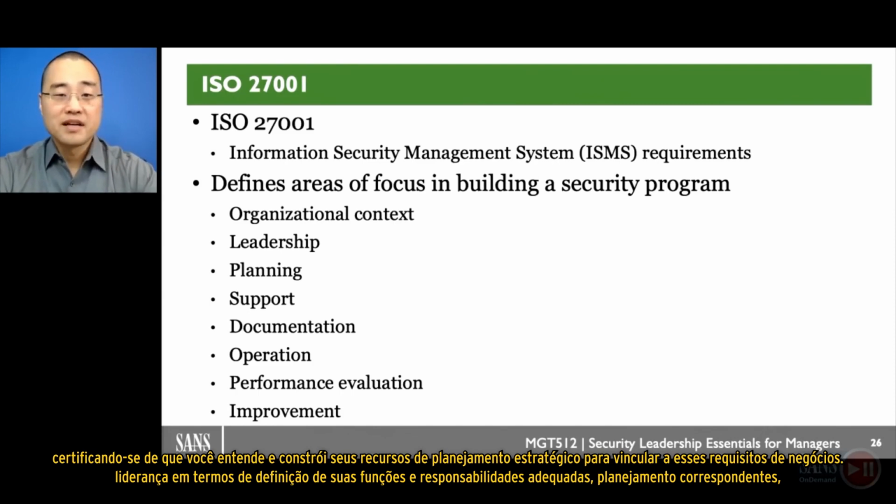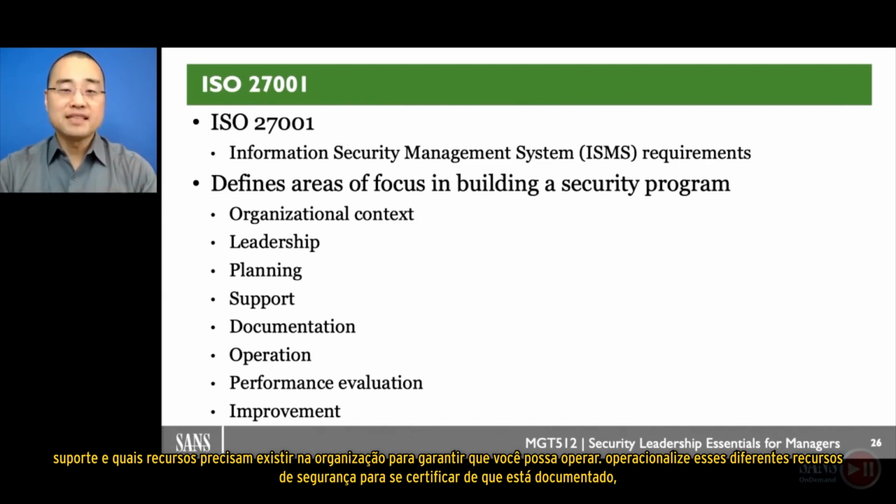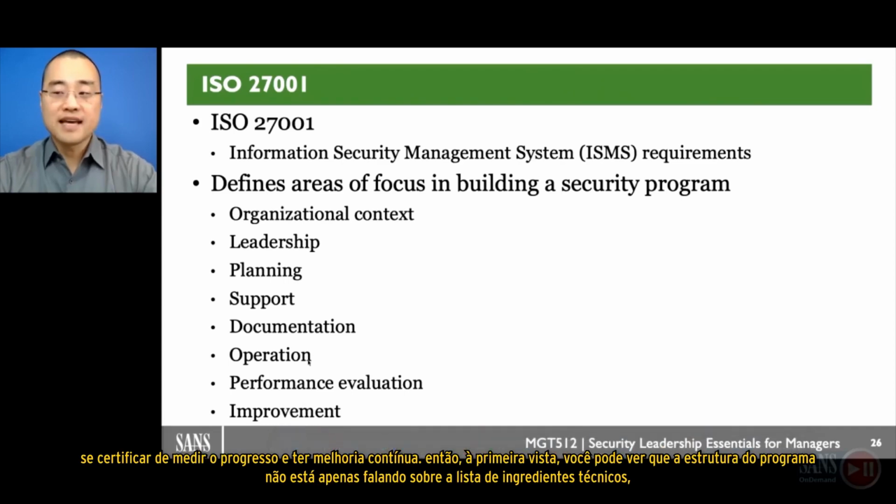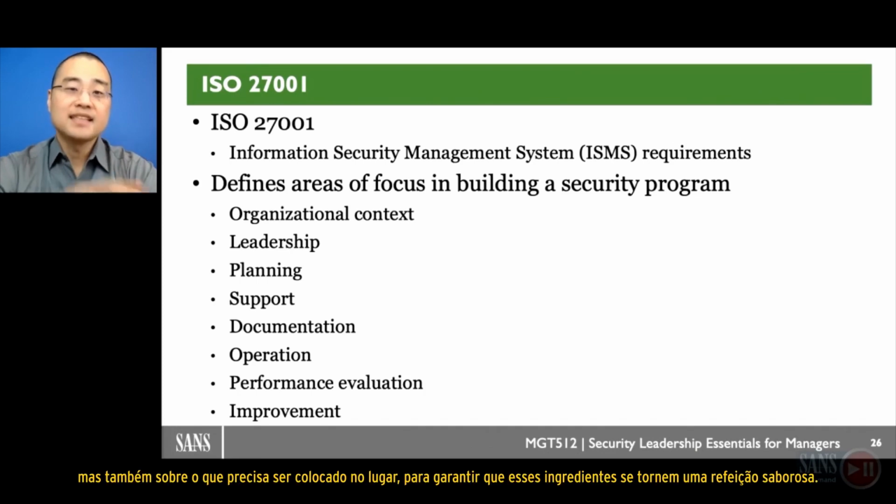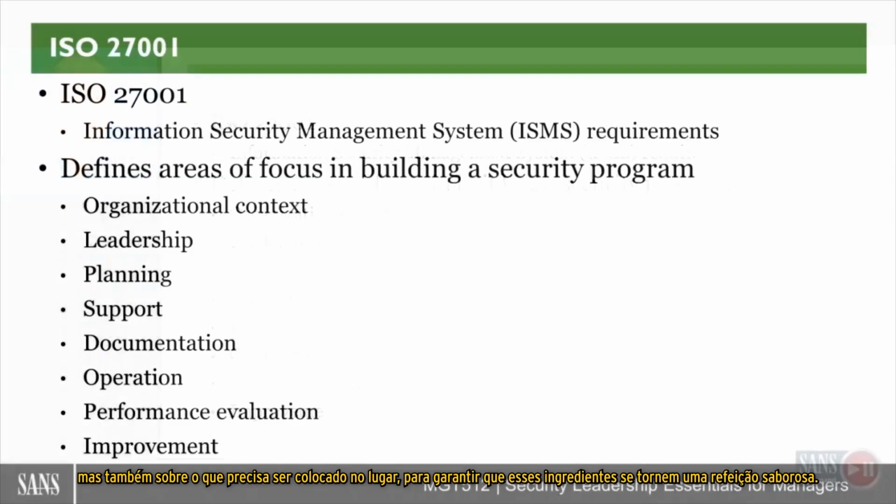Leadership, in terms of defining your appropriate roles and responsibilities, corresponding planning, support, what capabilities need to exist in the organization to make sure that you can operationalize these different security capabilities, to make sure that it is documented, making sure that you measure progress and have continuous improvement. So just at a glance, you can see that the program framework is not just talking about the list of technical ingredients, it's talking about what needs to be in place to make sure that these ingredients become a tasty meal.